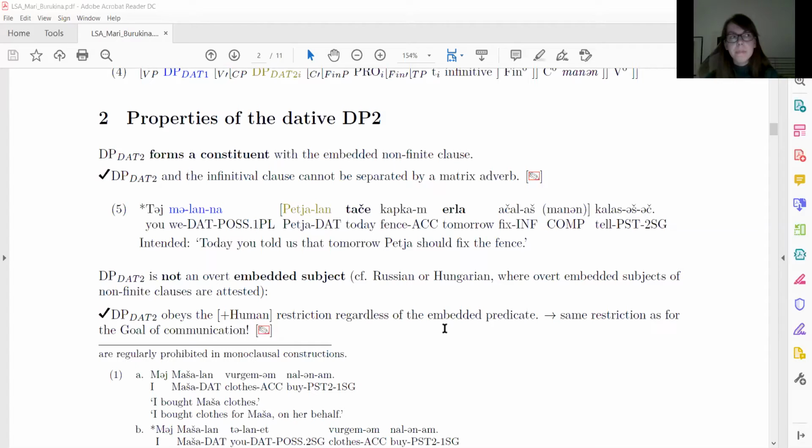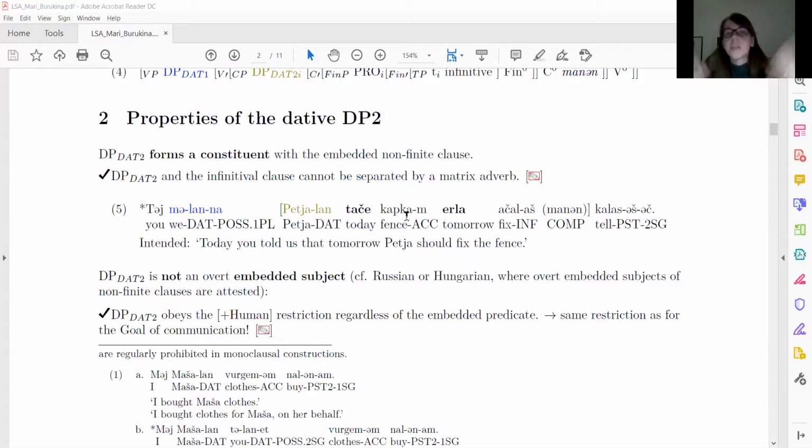And the second point here is that, for example, if you want to dislocate an embedded clause, you can only do that together with this DP dative. So you cannot separate them, basically. So at this point, you can take a look at an example like 5, for instance, where these two, the dative DP and the embedded clause, look kind of inseparable.